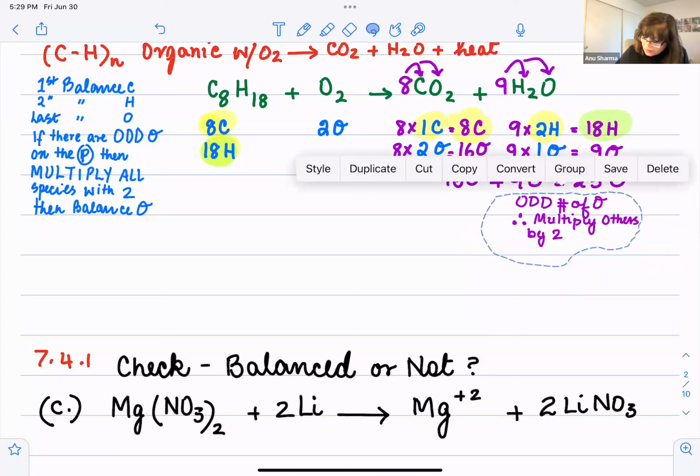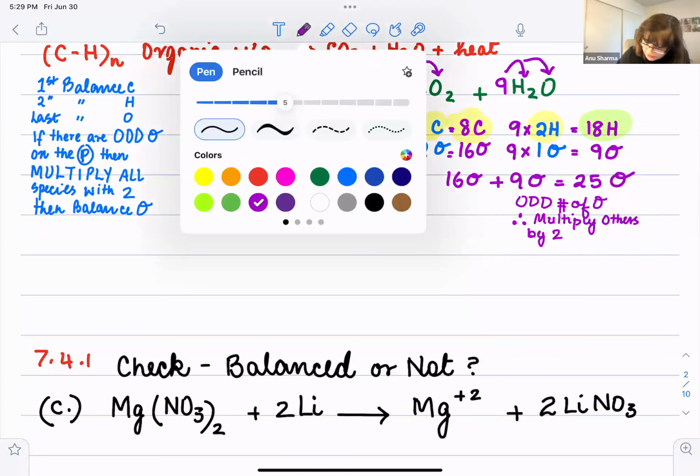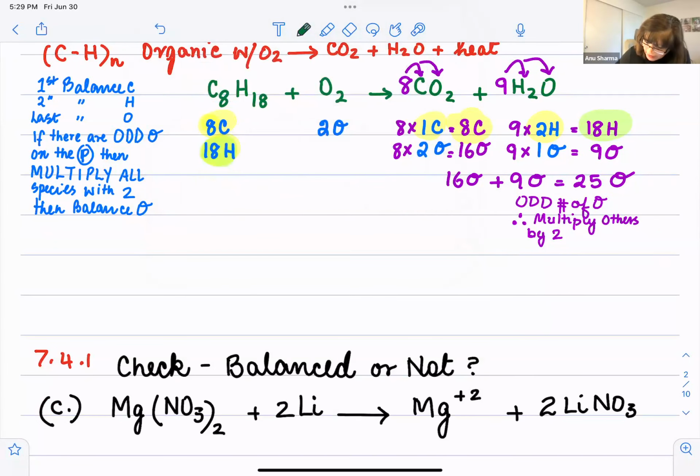Now, let me just copy this C8. So this is the next round. This is the first step, and this is the second step. In the first step, you do this. And in the second step, you do this. So multiply by 2, right? Multiply by 2: 2 C8H18 plus O2, leave O2 as it is, don't touch it.